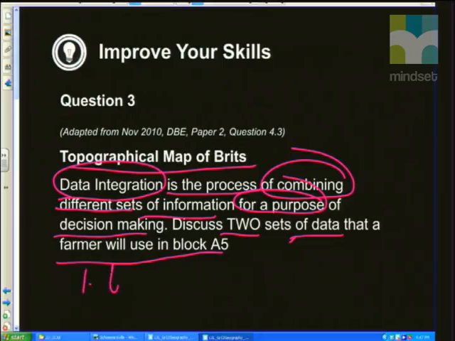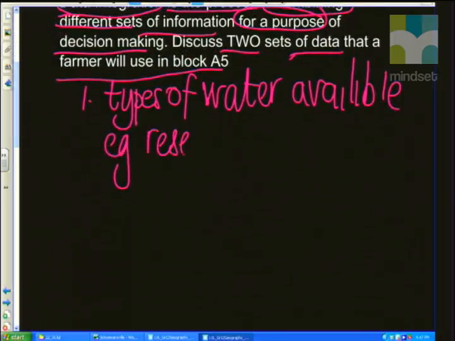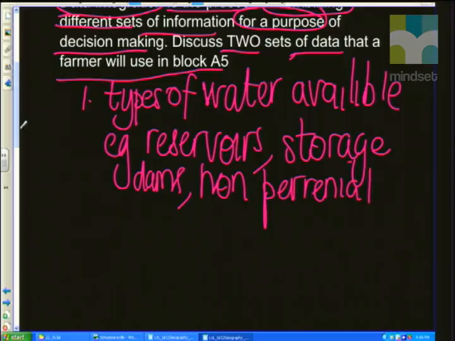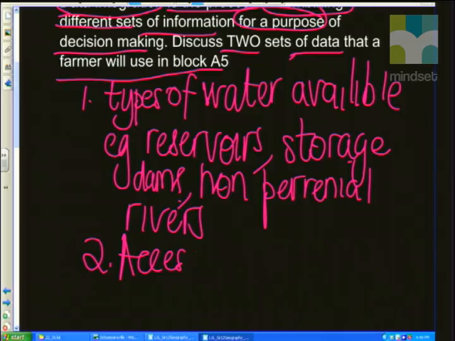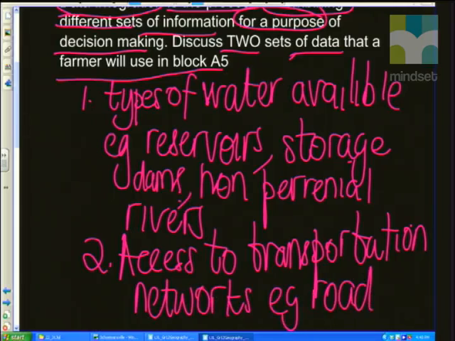One would be the types of water available. And as we've established in this particular block, we have, for example, reservoirs, storage dams, as well as non-perennial rivers. The second set of information which can be used by a farmer would be access to transportation networks. And the line object that we're referring to would be the roads in that particular block.